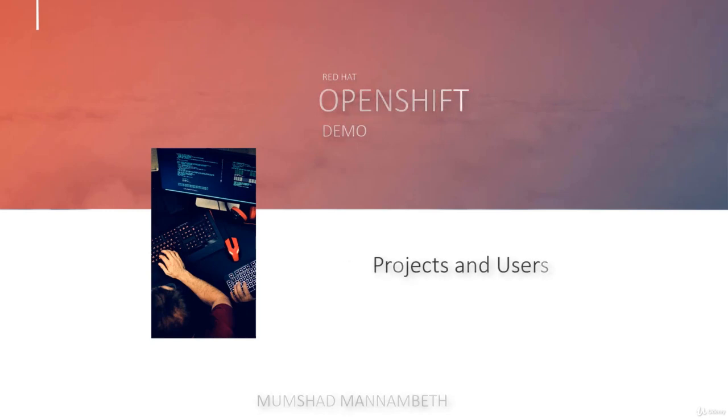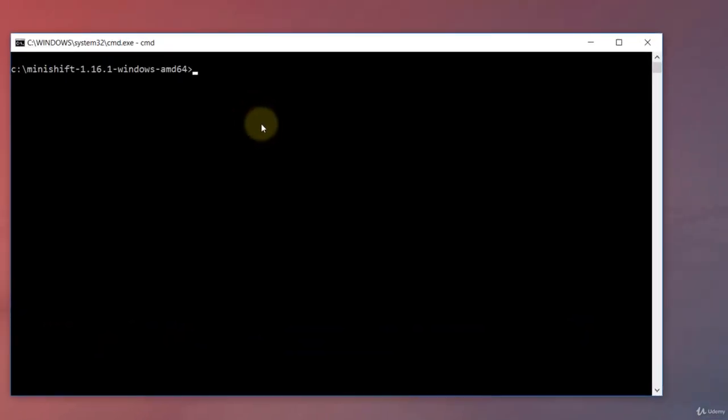In this demo, we will look at projects and users in OpenShift. In the previous demo, we saw how to create a project and access it in the user interface. In this demo, we will start by accessing the CLI.